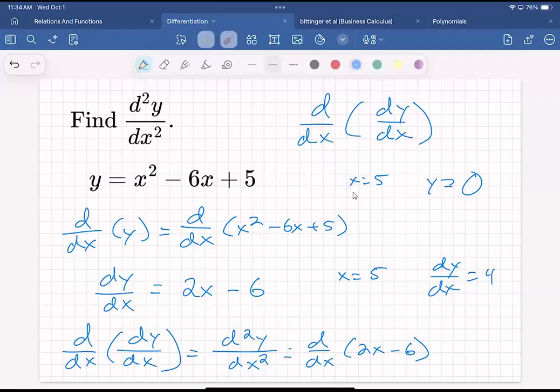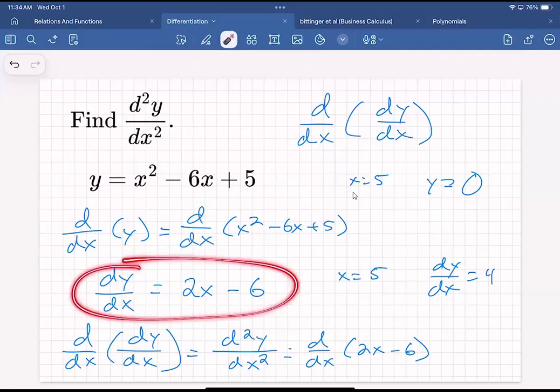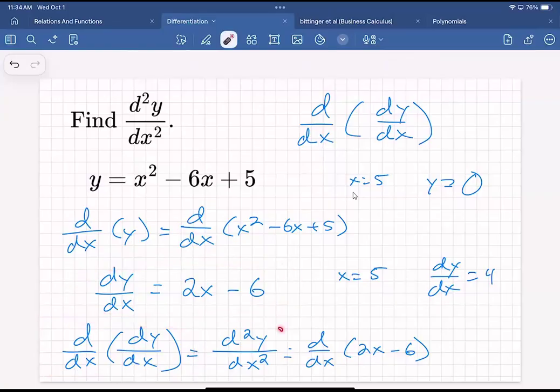Now, as far as the notation is concerned, we found the first derivative and we're taking a derivative of that. That's where the second derivative notation comes in. This will equal, though, just 2.